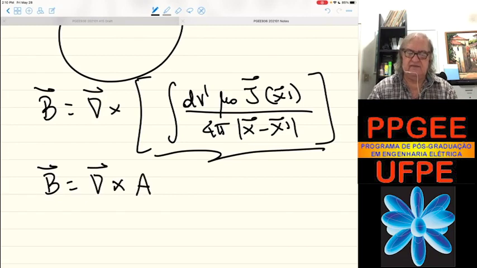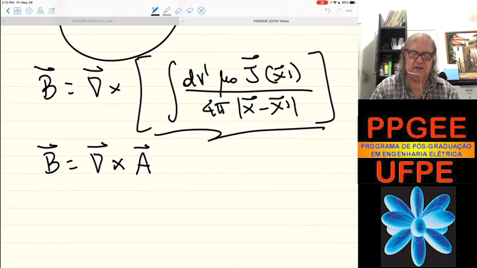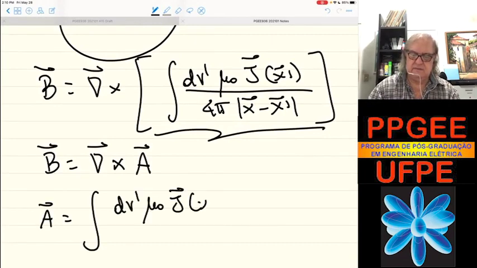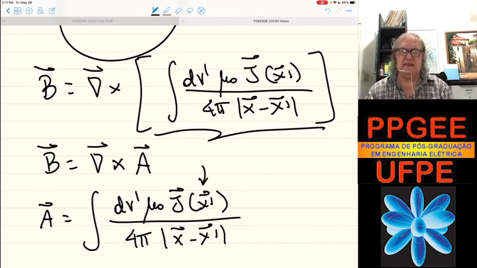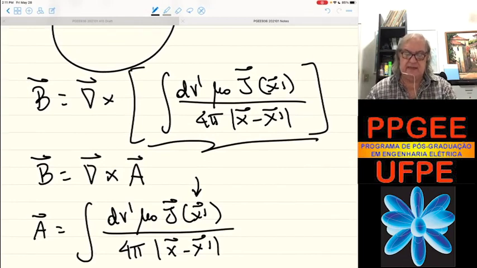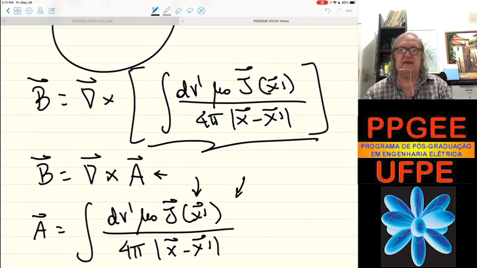We call it the vector A. So vector A is called the magnetic vector potential, which is a simple integral. It's very similar to the scalar potential, but the only difference is that in the scalar potential we have a charge density, which is a scalar. Here we have a current density, which is a vector. So it means that if I calculate vector A, I obtain B by taking the curl of A.